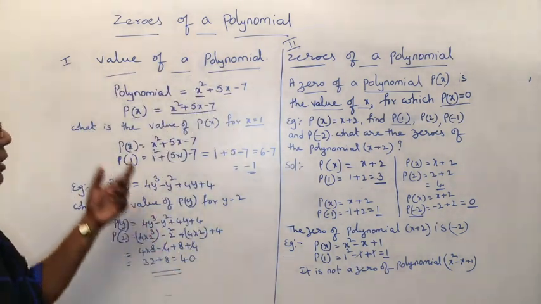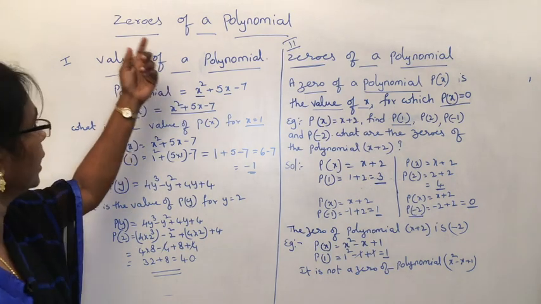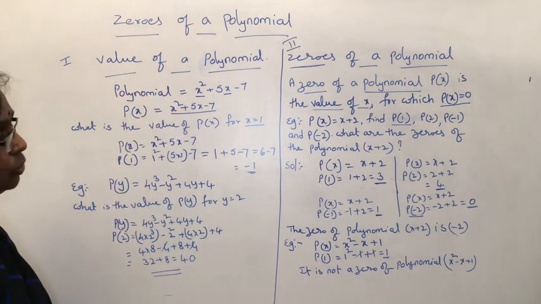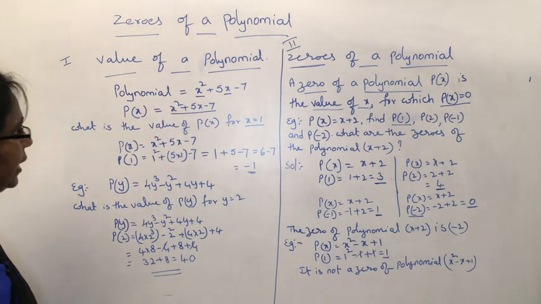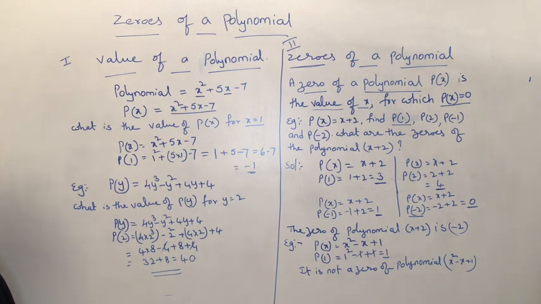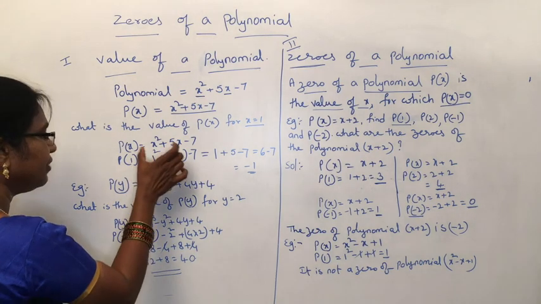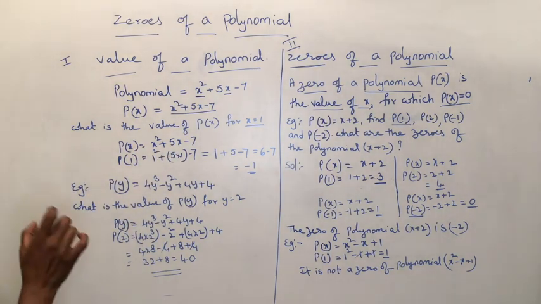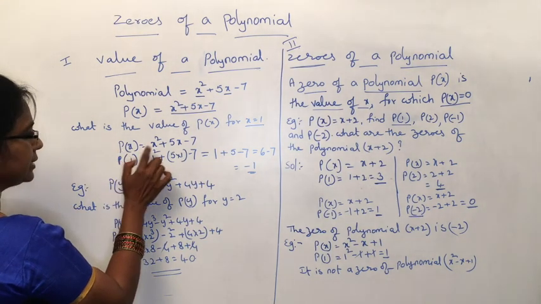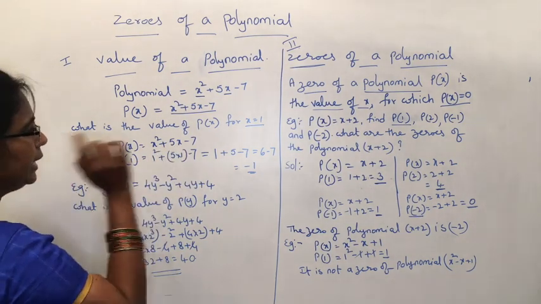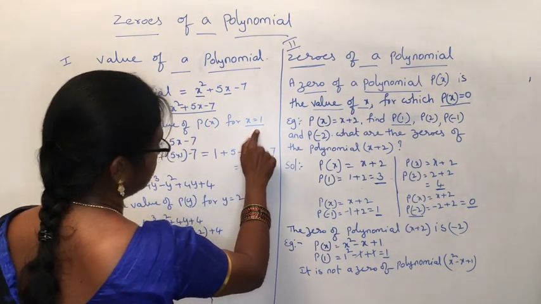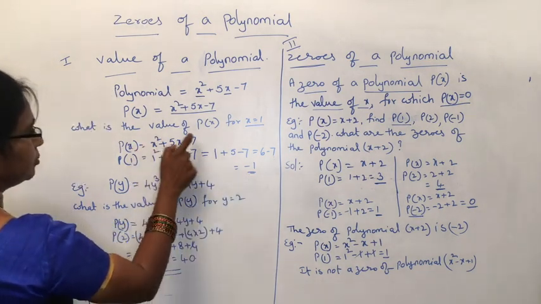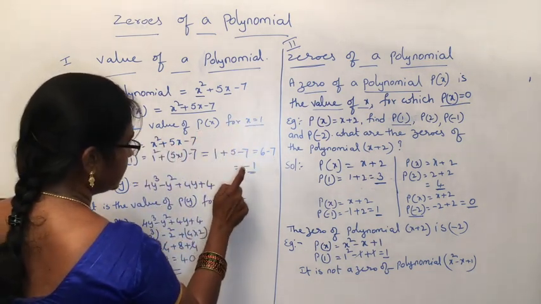Now, here we have to find out the topic, zeros of a polynomial. It depends upon the value of the polynomial. First, how do we find the value of a polynomial? If you take any polynomial, in that variable, instead of the variable we have to substitute some value. That is called the value of the polynomial. Now, p of x is equal to x square plus 5x minus 7. Find the value of p of x for x equal to 1. Instead of x, we substitute 1, and you will get minus 1. So the value of p of x for x equal to 1 is minus 1.